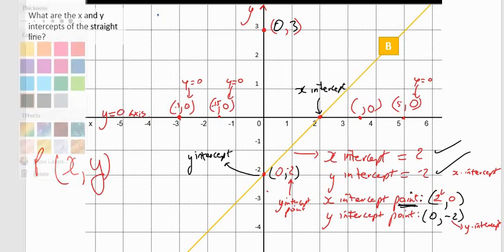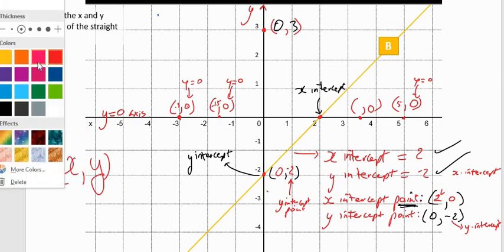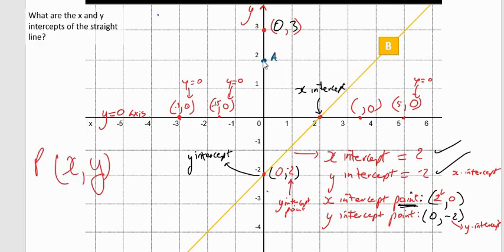All right, so let's look at another one. Let's call this point A. What is its x location? Its x location is 0. Okay, how do we know that? By going straight down to the x-axis. Yes, downwards, towards the axis.